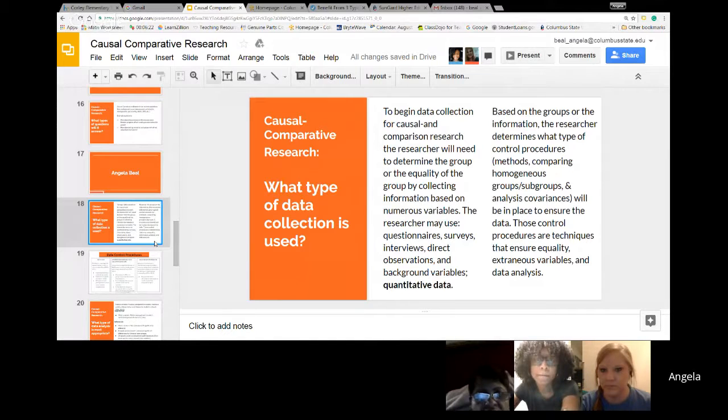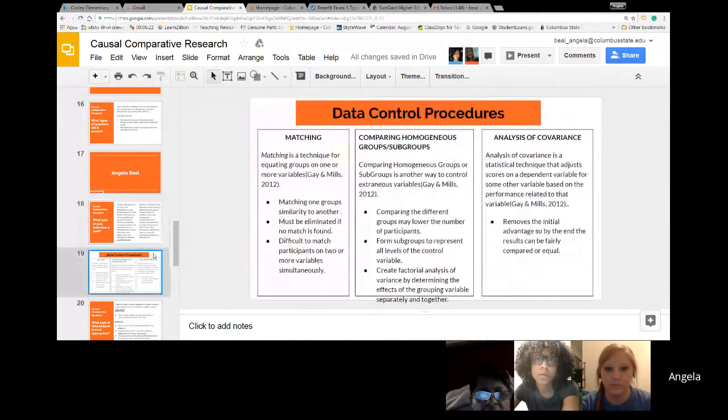Control procedures are techniques that ensure equality, control extraneous variables, and support data analysis. Part of the control procedures is matching, comparing homogeneous groups and subgroups, and analysis of covariance. Matching is a technique for equating groups on one or more variables. For instance, matching one group similar to another.